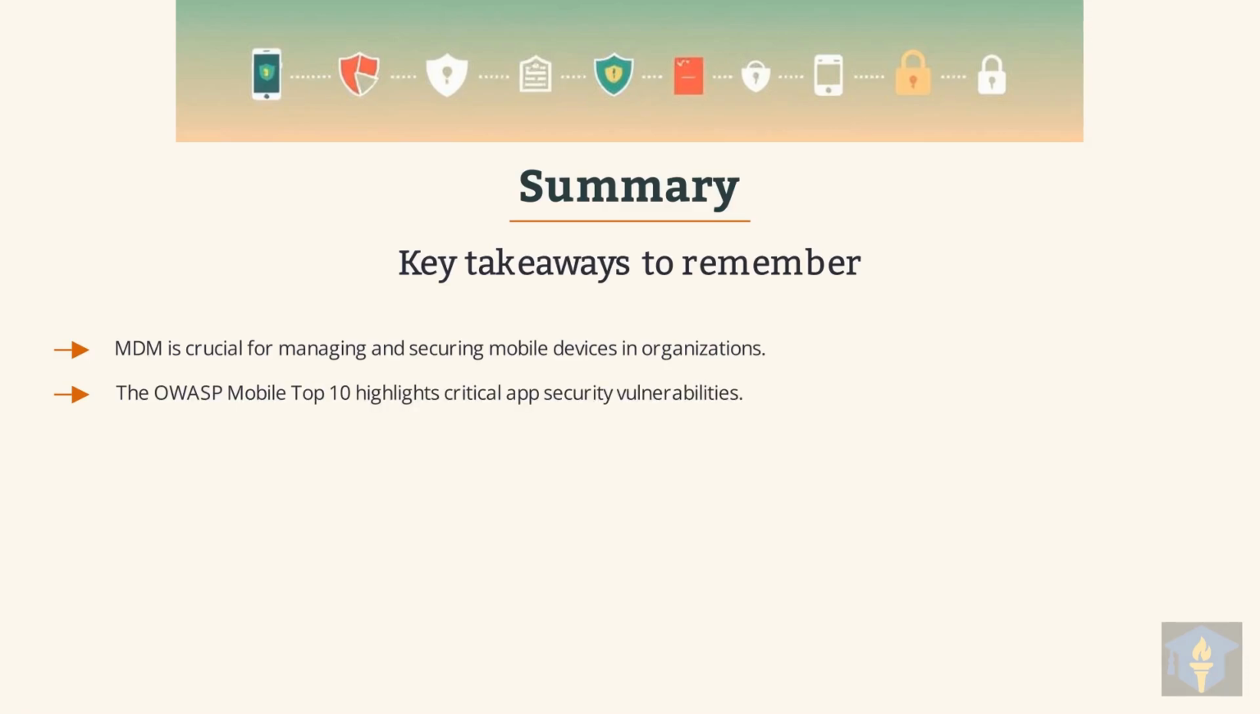The OWASP Mobile Top 10 provides a vital resource, highlighting critical vulnerabilities in mobile application security. Strong authentication, robust encryption, and regular updates are absolutely essential for maintaining robust app security.